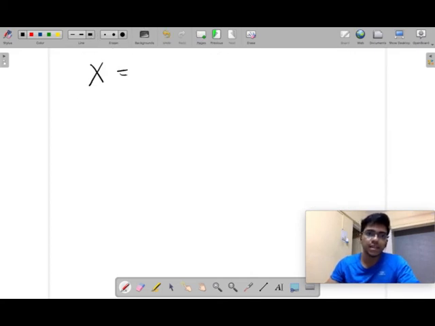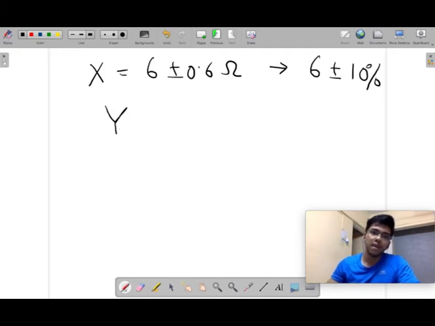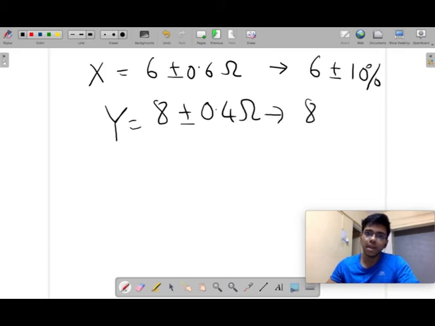Let's say x is equal to 6 plus or minus 0.6 ohm. I'll convert into percentage form. This is 6 plus or minus 0.6 by 6 into 100, 10%. Y is say 8 plus or minus 0.4 ohms. I'll convert into percentage form: 8 plus or minus 0.4 by 8 into 100. How much is it? I think it's 5%, right? 0.4 by 8, yeah, it's 5%.